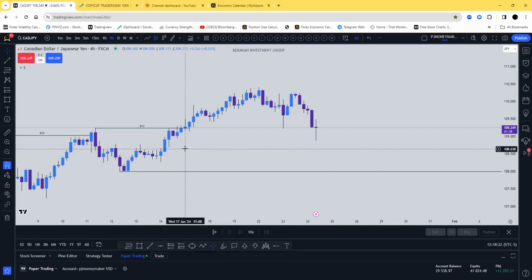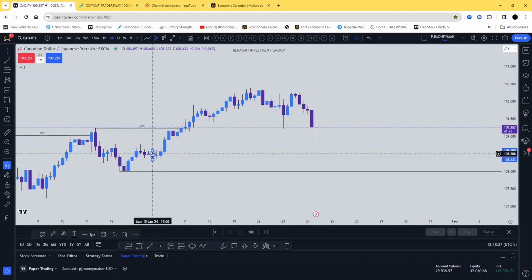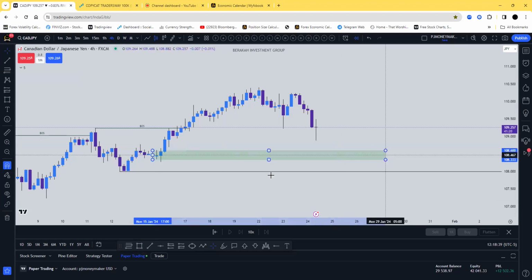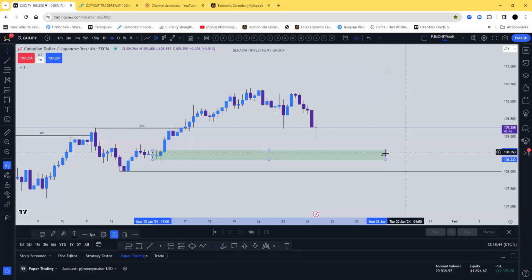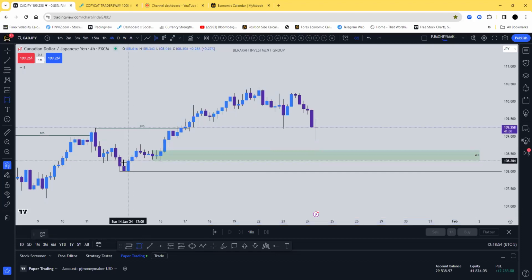When the fair value gap forms, look at this candle right here, this one has a fair value gap. So we talk about this. I want your candle right here. All right, so I got two. I got this here, or I got this one.